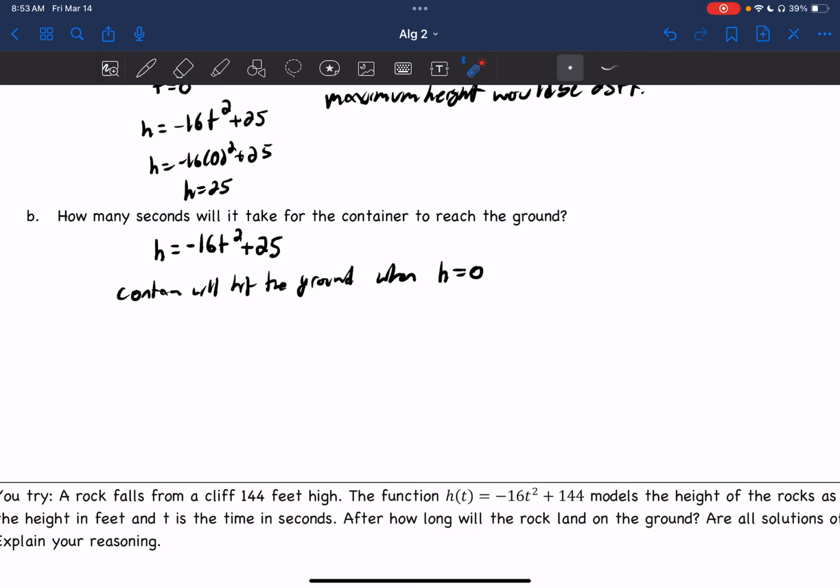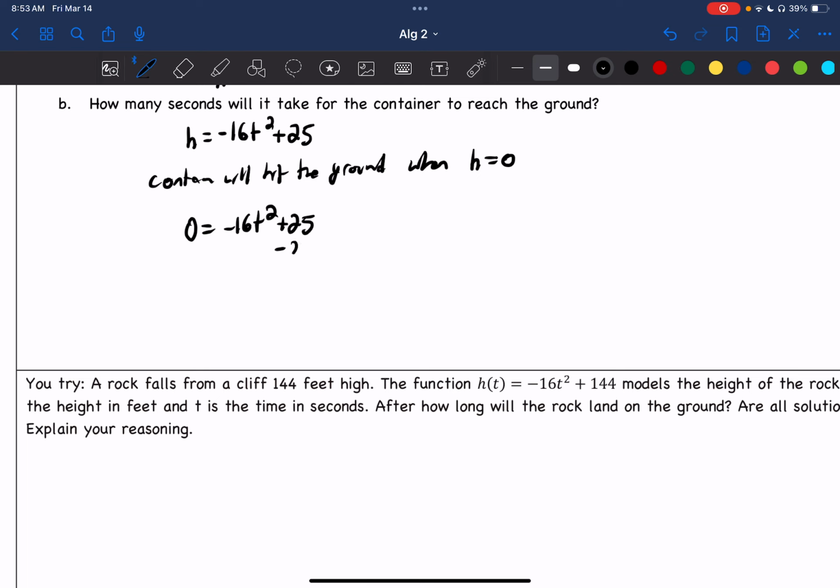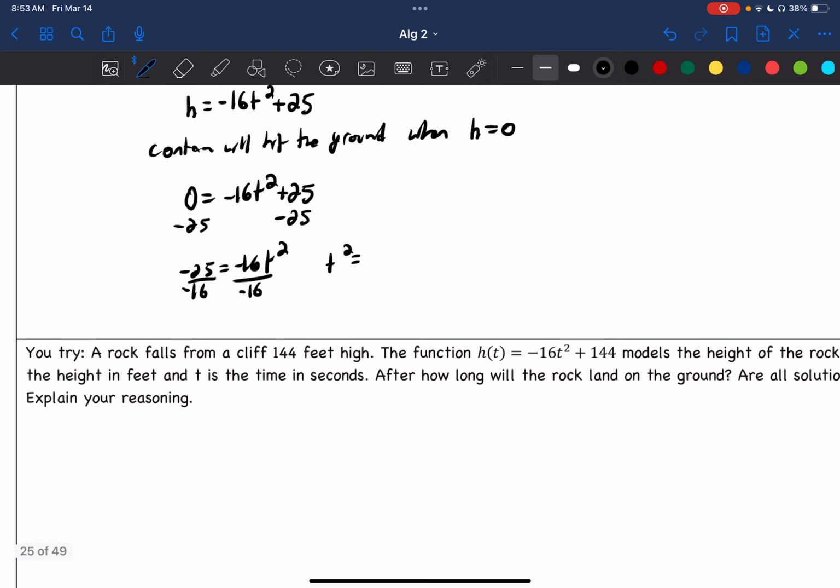If it starts at 25 feet, it's going to fall based on this term, and it'll hit the ground when h is 0. So we think about 0 is equal to negative 16t squared plus 25, right? Solving this for t will tell us the time when the container reaches the ground. So let's start by subtracting 25 from both sides, and negative 25 is equal to negative 16t squared. We want to divide by negative 16. We're going to get t squared is equal to positive 25 over 16.